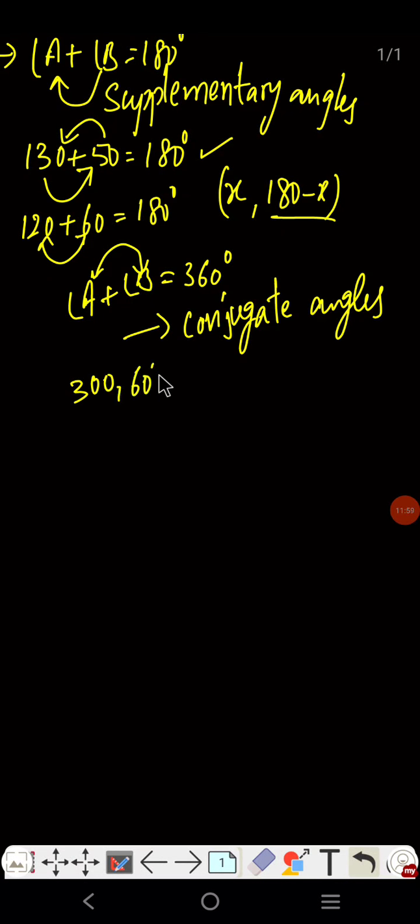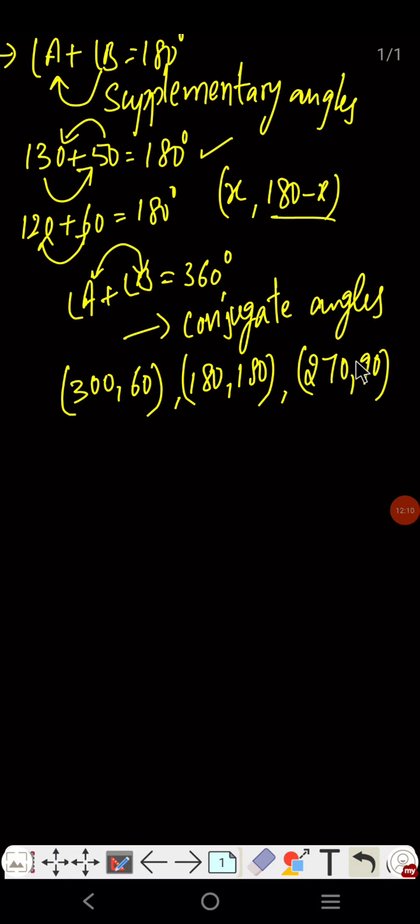Example, 300 comma 60 are conjugate angles. 180 comma 180 are also conjugate angles. 270 comma 90 are also conjugate angles. So these are all conjugate angles because the sum of all these angles is 360 degrees. If you take any one angle x, then what is the conjugate of x? 360 minus x degrees. Is it clear?